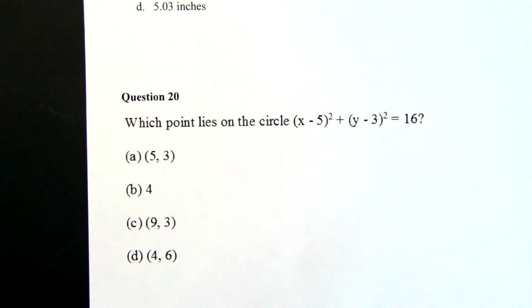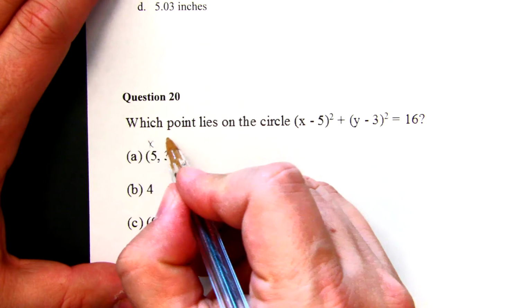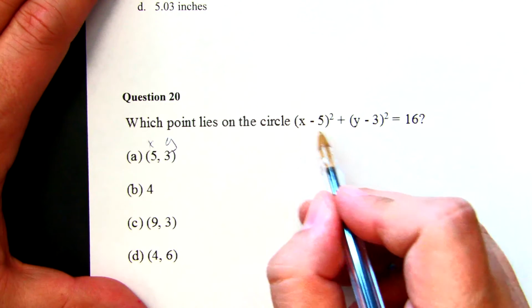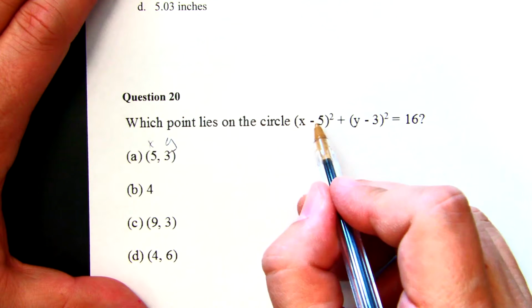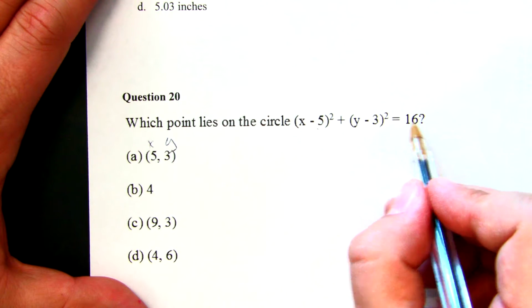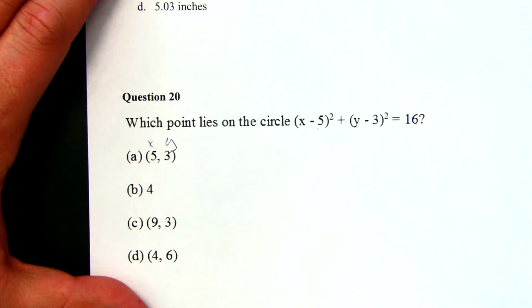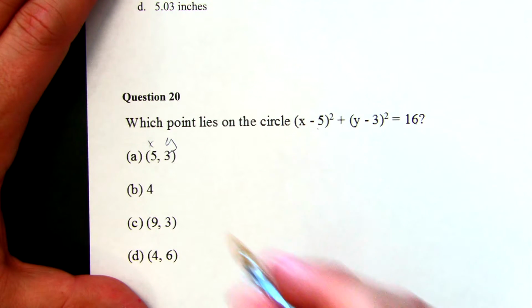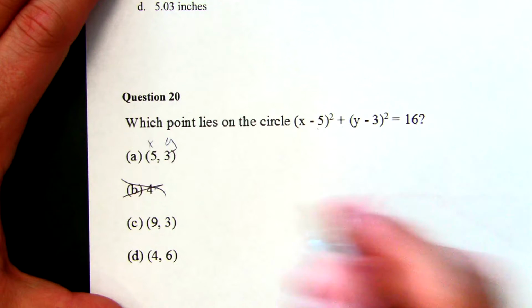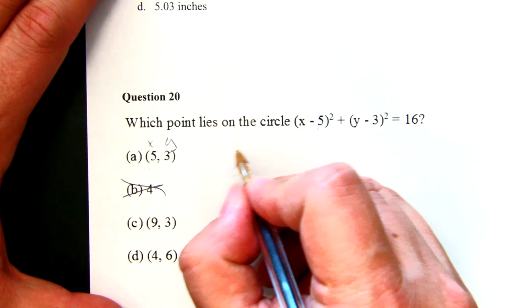Easiest way to do this is x, y. Plug in 5 for x, 3 for y, and if you get 16 on this side, you got 16 on this side, if this side is equal to this side, then the point is on the circle. Okay, we can rule out this choice, right, because it's not a point. It is the radius of the circle. It has nothing to do with what they're asking. Which point? So, I'll start with this one.